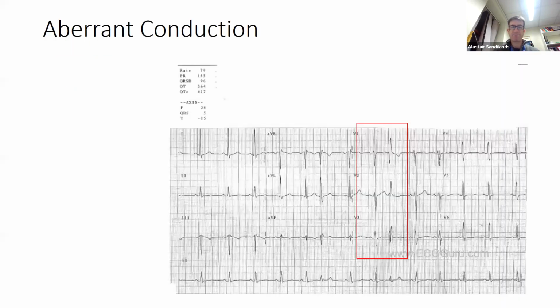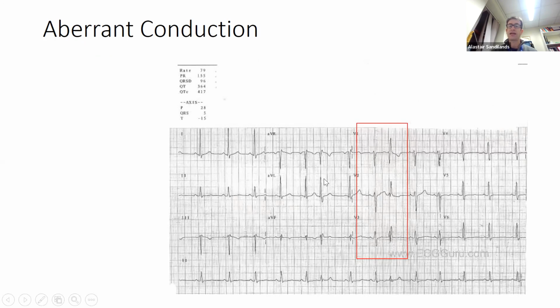Okay, so I'm just showing you here an example of one beat of aberrant conduction. We have a normal QRS here in V1, V2, V3. We have an ectopic beat, an atrial ectopic, conducting with a very small R and then a QRS that looks like right bundle branch block. So this is what we call one aberrant beat because of an atrial ectopic occurring early.